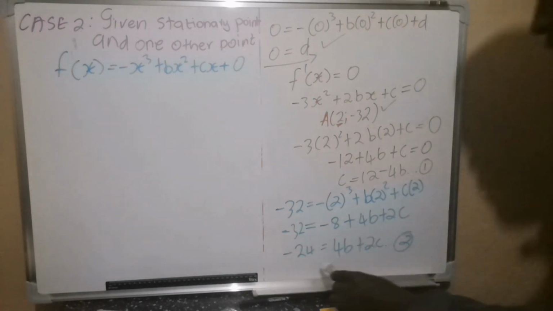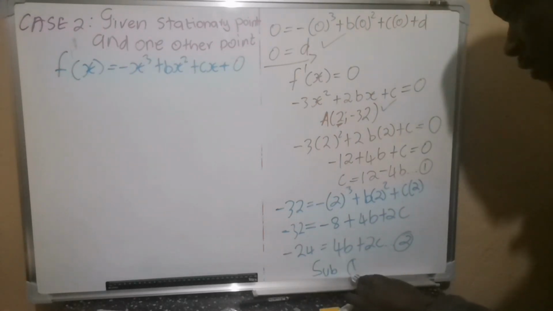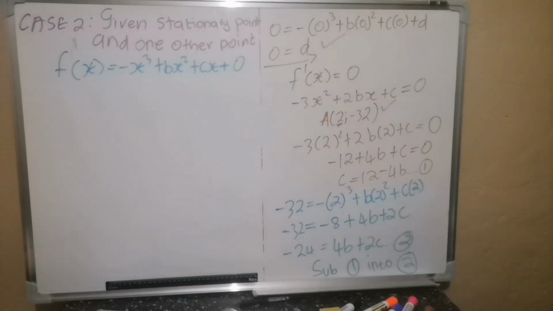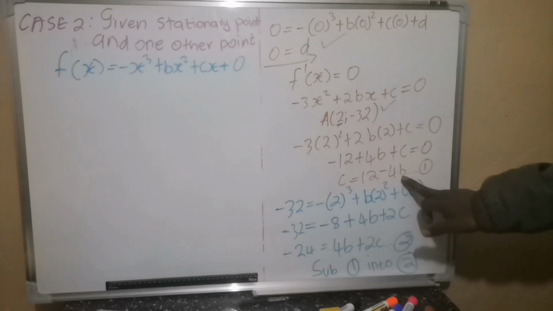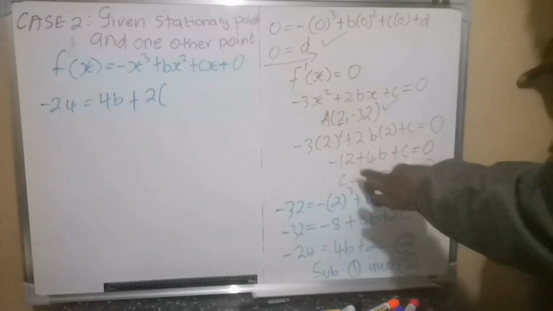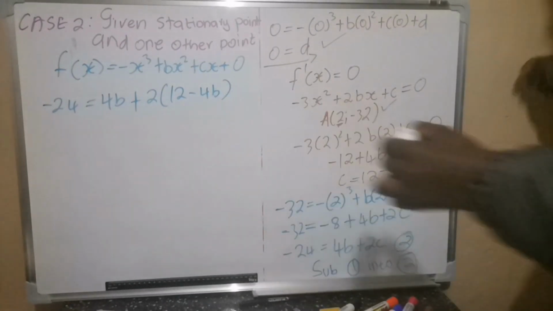Now substitute 1 into 2. This basically means where I see c on equation number 2, I put in 12 minus 4b. Here's my c. Let me just do it. So I'm going to have negative 24 equal to 4b plus 2 times 12 minus 4b.